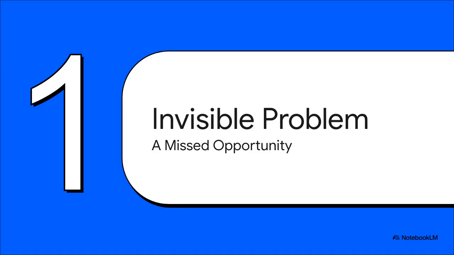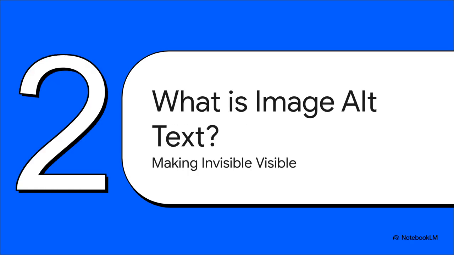Look, this invisibility thing, it's a really big deal. It's a massive missed opportunity. You're losing out on a ton of potential traffic from search engines, and you could be shutting the door on an entire audience that wants to connect with what you're doing. But, and this is the good part, there is a super simple solution, a way to make the invisible visible, and it all comes down to this little thing called Image Alt Text.